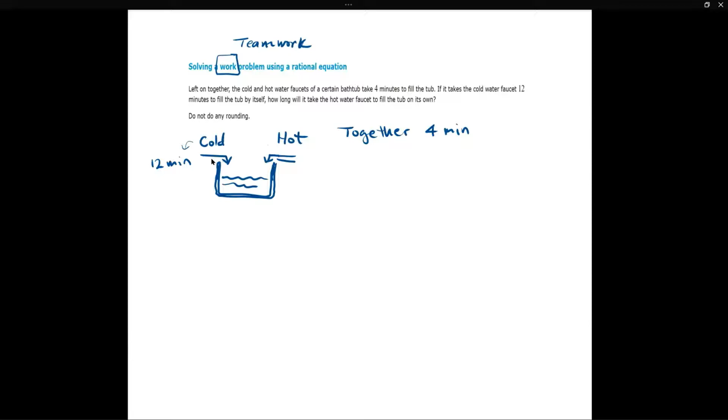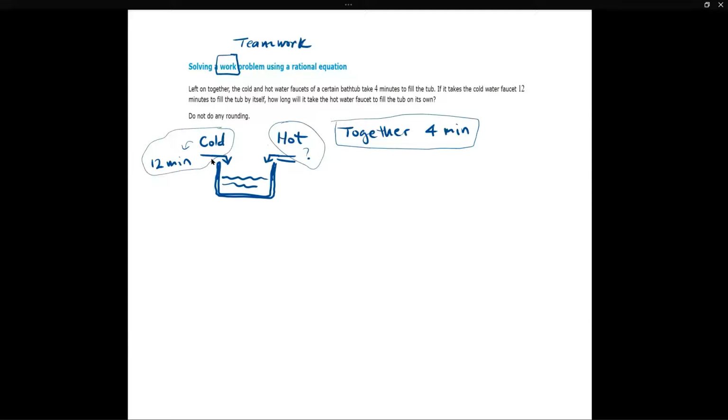So here we know together, we know the cold, and the question is about the hot. This problem can vary. It could be the other way: you're given together and the hot and you ask for the cold, or you're given the cold and the hot, and you ask for both of them together. It doesn't matter what it is, as long as we understand what's happening.